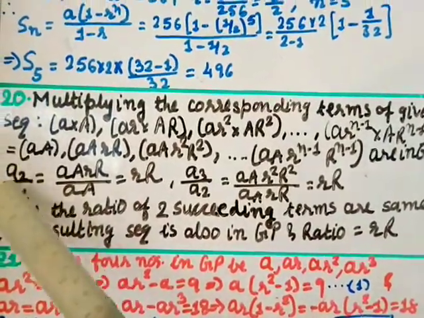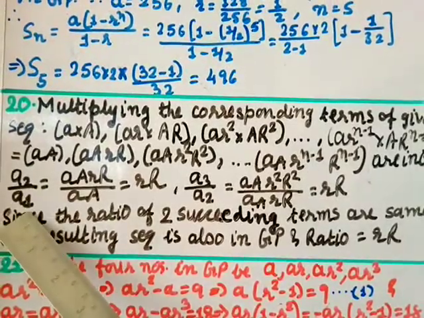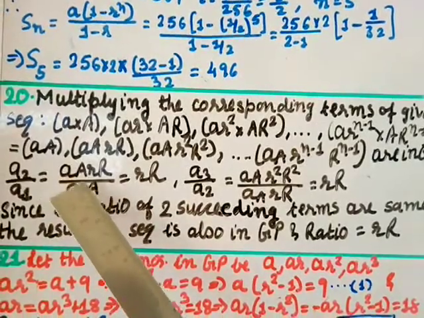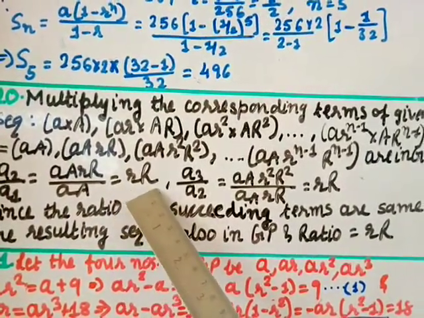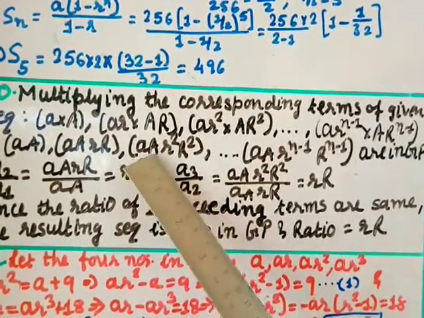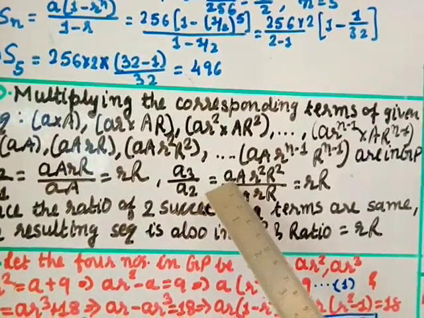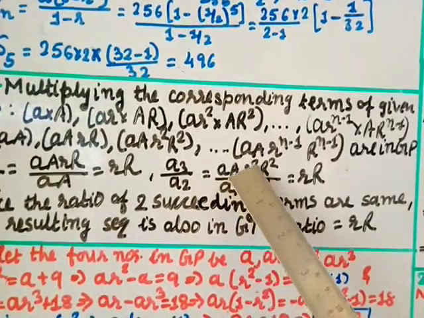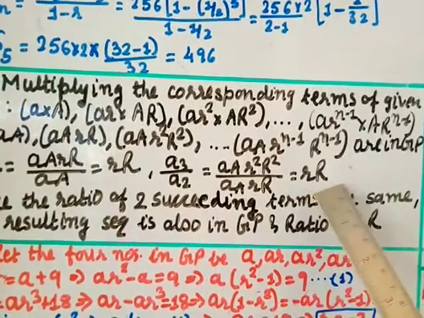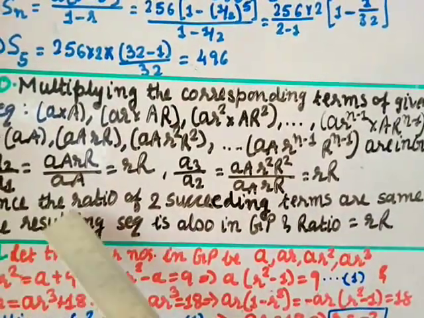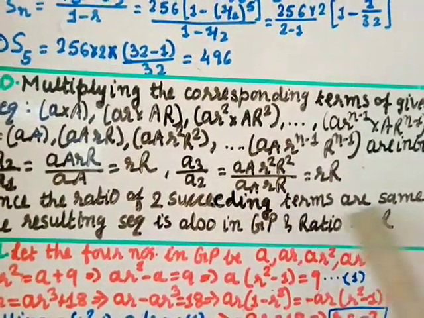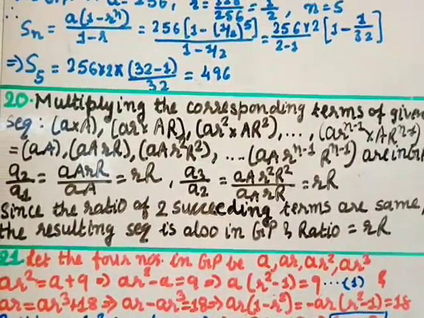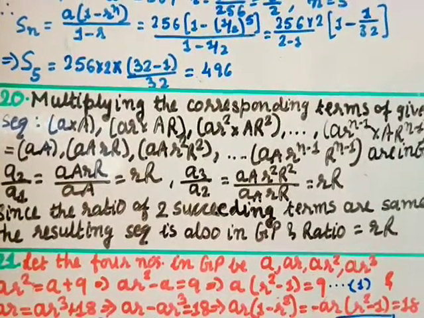Okay, and here A2 by A1, let us find the ratio. So A2 by A1, so this by this, so this is A capital A r capital R divided by A capital A, so A capital A cancels, so you get here r into capital R. Then A3 by A2, so you can find here, A into capital A, r square into R square divided by A capital A, r into R. A capital A cancel, one R capital and one small r cancel, so you get r into capital R, so the ratio is the same, right? So since the ratio of two successive terms is the same, the resulting sequence is also in GP and the ratio is r into capital R. Okay, they asked to find the ratio also, so we can say the ratio is small r into capital R.